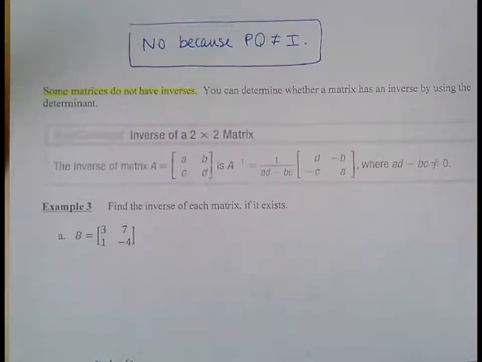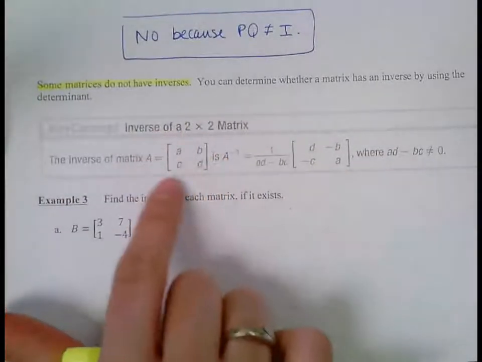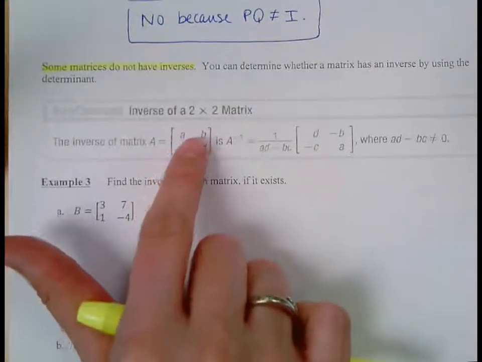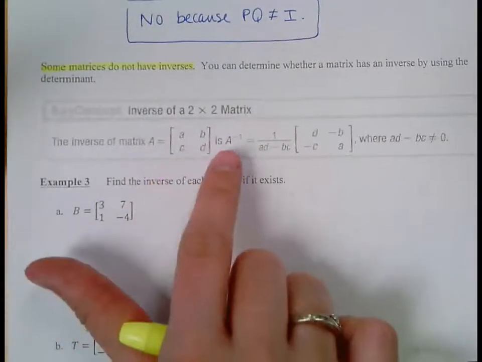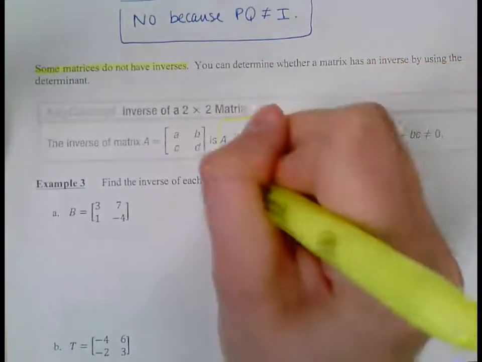And this is where we're tying in determinants again. So determinants are on your homework quiz today. You can use a determinant to determine, does a matrix have an inverse? So for a 2 by 2 matrix, it says the inverse of matrix A, and it gives you a formula for how matrix A is set up. So matrix A has elements A, B, C, D. This is the formula for the inverse.